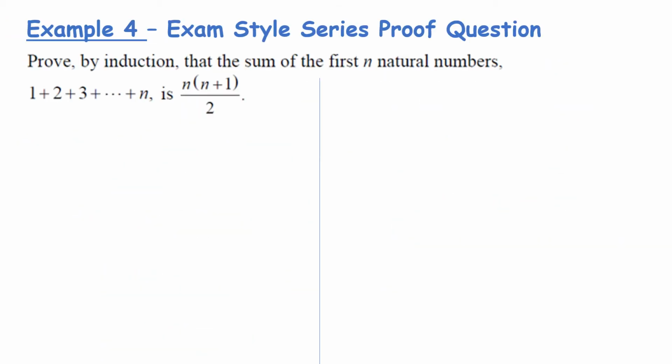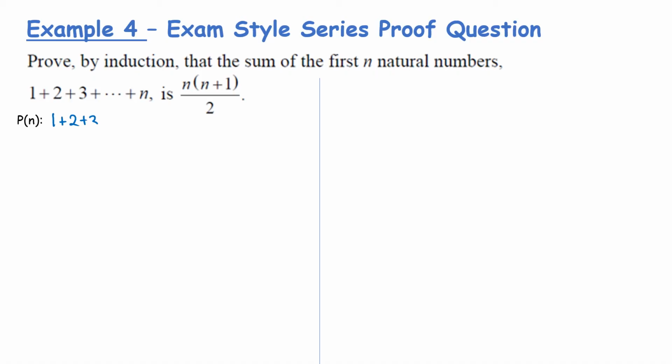So example 4 is an exam style question, so we're going to see how it has appeared on previous papers and also mock papers. So prove by induction that the sum of the first n natural numbers, 1 plus 2 plus 3 plus all the way to n, is n bracket n plus 1 over 2. So we're going to write our proposition first.